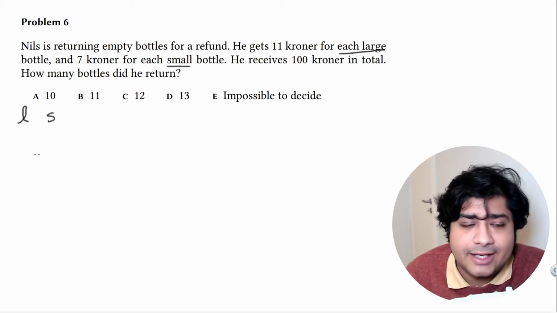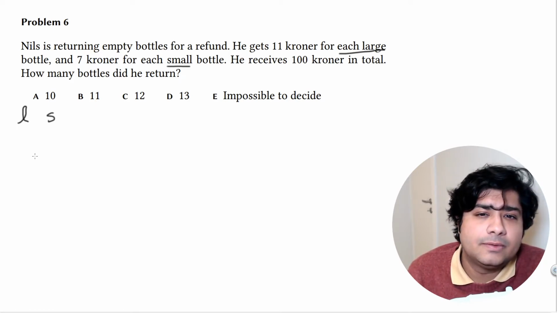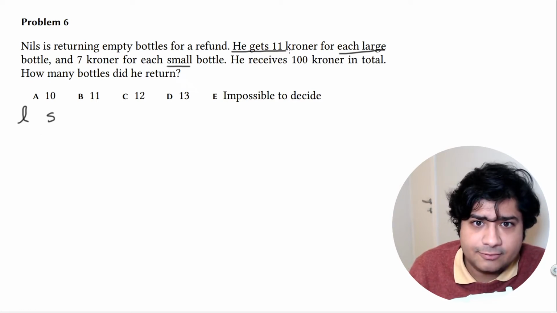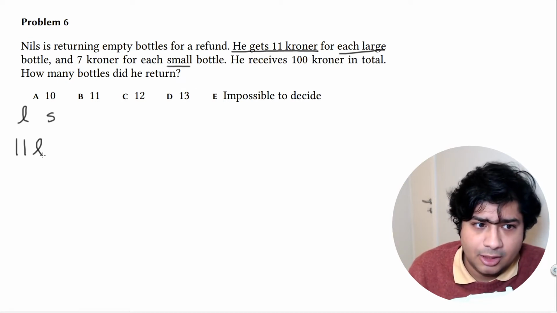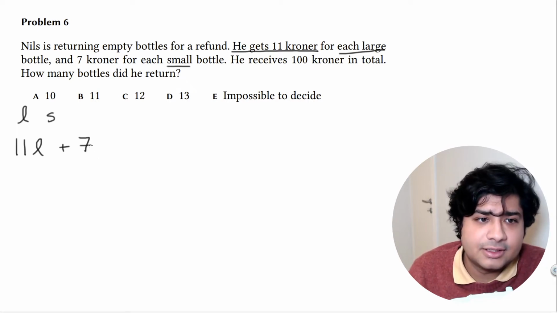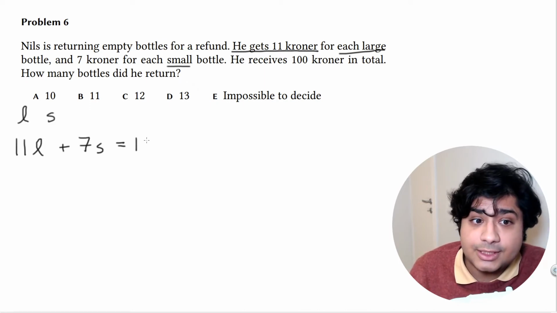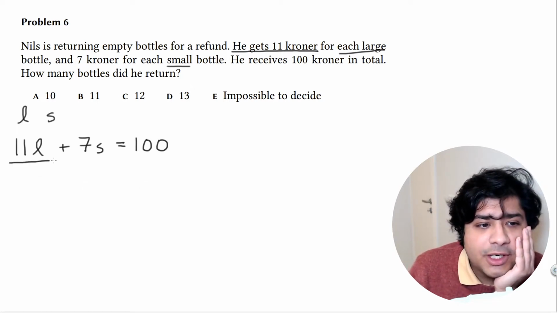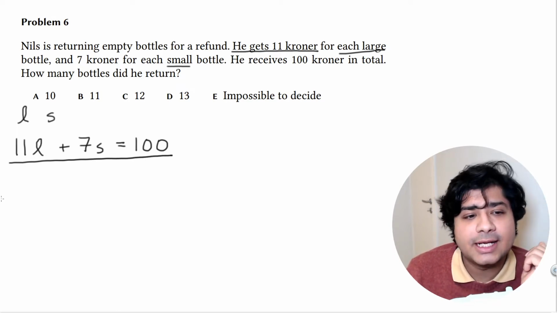So the number of small bottles, that's going to be s. And if we were to write this information, 11 kroners for each large bottle, so let's say 11 large bottles plus 7 small bottles, and he receives 100 kroners in total. Okay, so you have this one equation with 2 unknowns, and so I'm not really sure here.